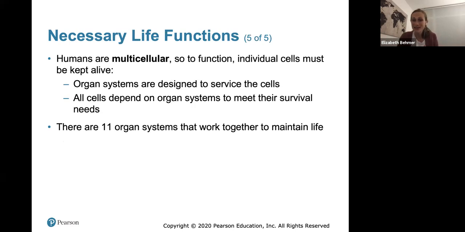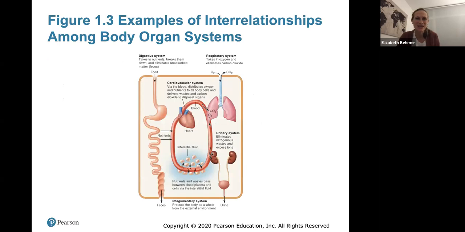Humans are multicellular. So to function, individual cells must be kept alive. Organ systems are designed to service the cells, and all cells depend on organ systems to meet their survival needs. And there are 11 organ systems in the human body that work together to maintain life. And this looks at an example of the interrelationship among the organ systems.